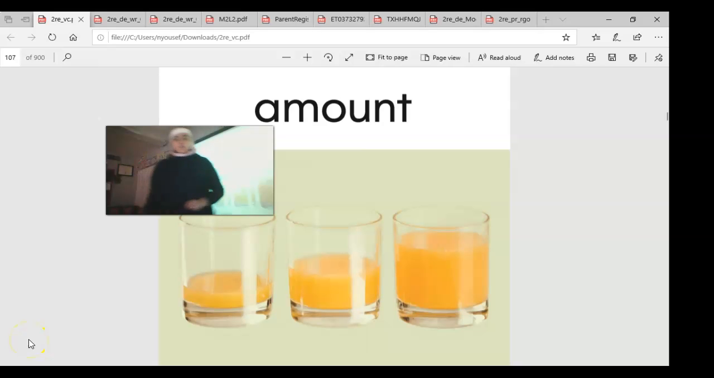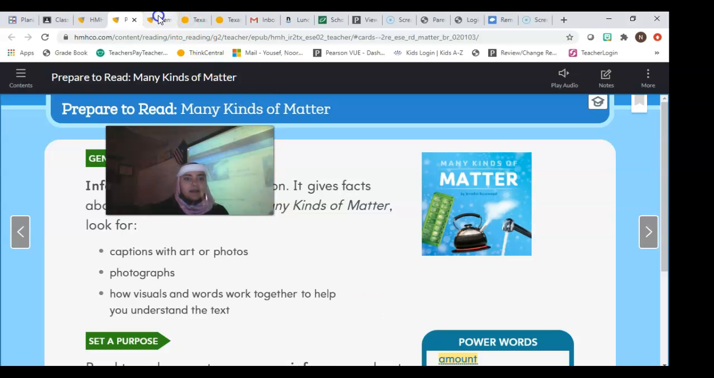Boys and girls, we are going to go ahead and start our HMH lesson for Module 2, Lesson 3. We are going to be reading Many Kinds of Matter. Miss Yusuf, we already read that, I know, but we have to read it again because there are spots where we need to stop and talk about the things we are reading. So, starting there real quickly, let's go back to the book.